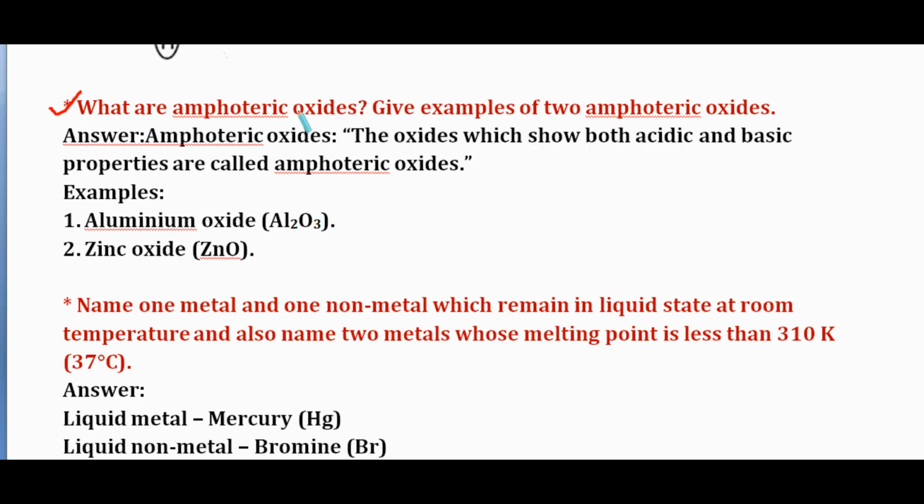Next is, what are amphoteric oxides? Give examples of two amphoteric oxides. Amphoteric oxides: the oxides which show both acidic and basic properties are called amphoteric oxides. Examples: aluminum oxide, that is Al2O3, and zinc oxide, that is ZnO.